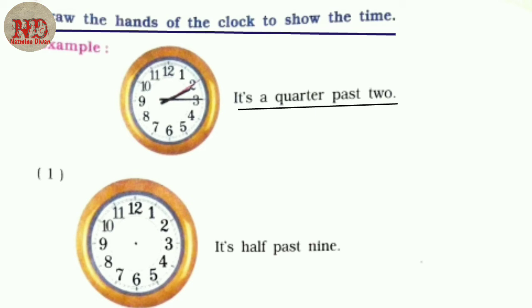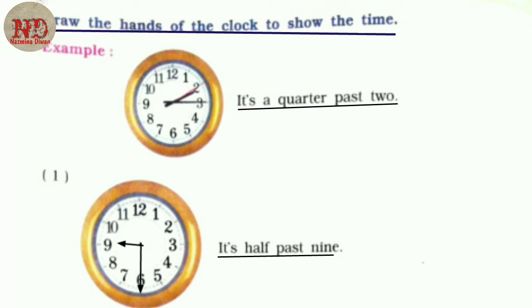Now let's see. In the first clock, it's 9:30. So students, 9:30 means 6. So you have to draw a long hand on 6 and a short hand between 9 and 10. It is also called 9:30.